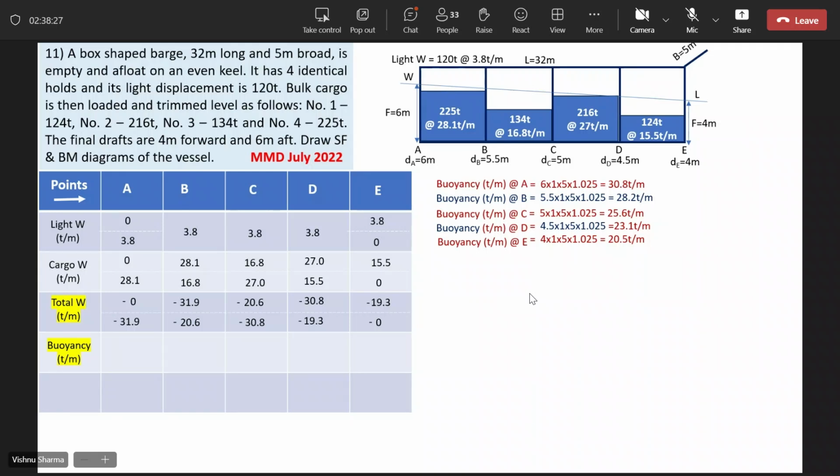So B, C, and D need not be divided into 2. What needs to be divided into 2 are the 2 ends. And do you agree this filling up of the buoyancy from here? These values finding their place into the table now. Is that clear? Exactly. And buoyancy being upwards, it's prefixed with a positive sign. Plus, plus, plus.